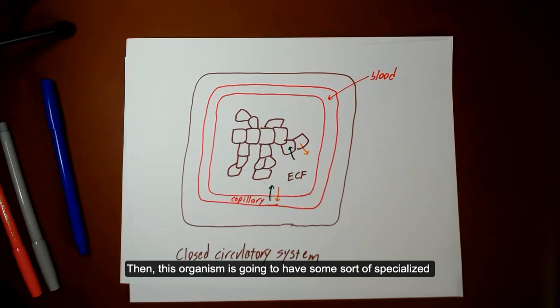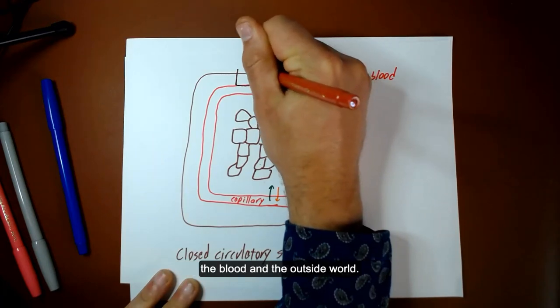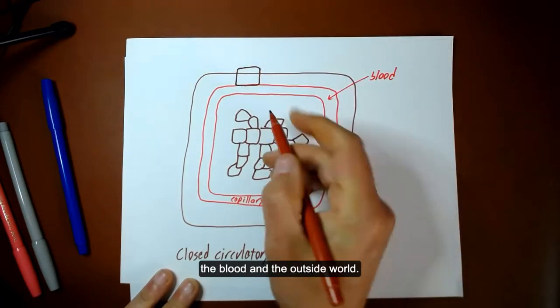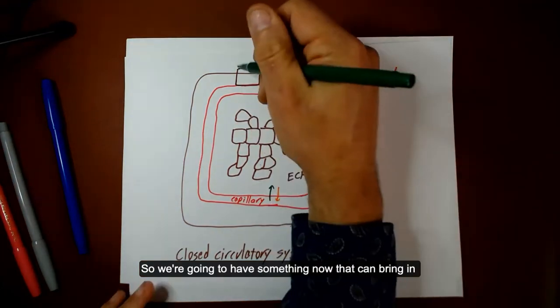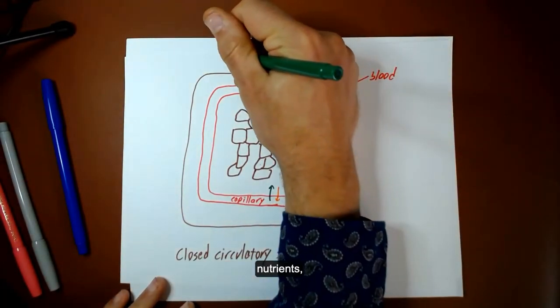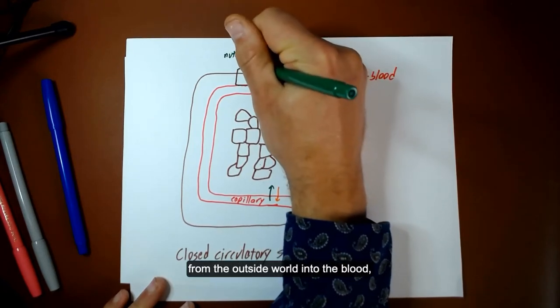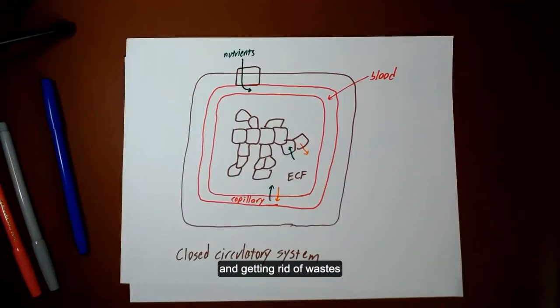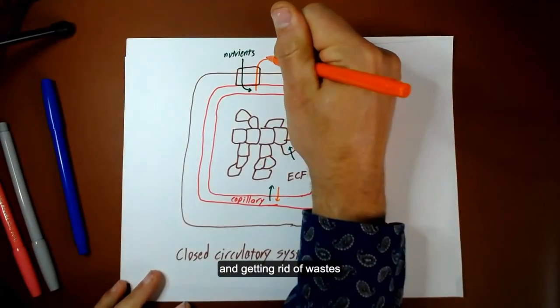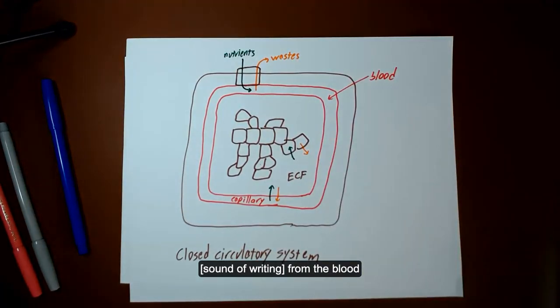Then, this organism is going to have some sort of specialized exchange organs that exchange materials between the blood and the outside world. So we're going to have something now that can bring in nutrients from the outside world into the blood, and getting rid of wastes from the blood to the outside world.